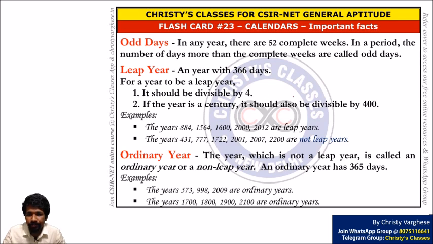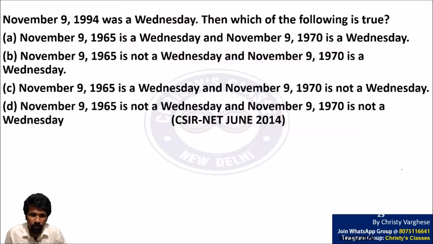For a leap year, 2 odd days after 366 days. Odd days means extra days. I told you, in an ordinary year, 1 odd day only. So if you know that concept, you can do it very easily.